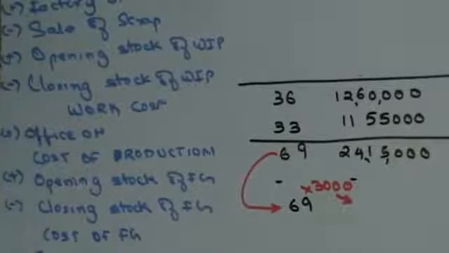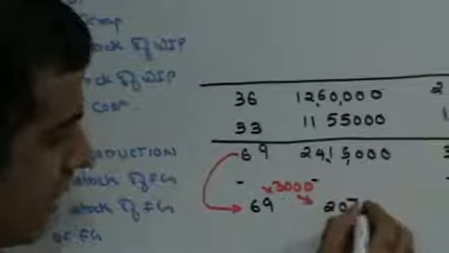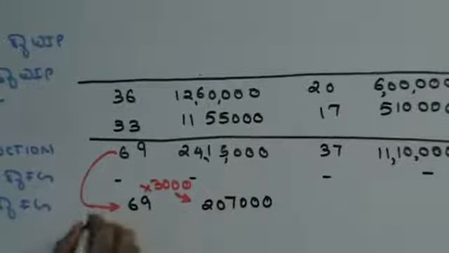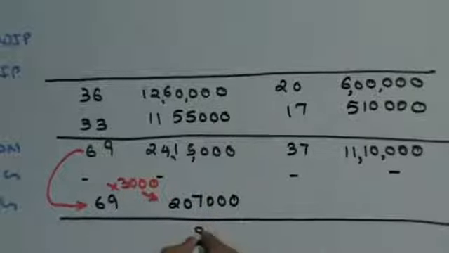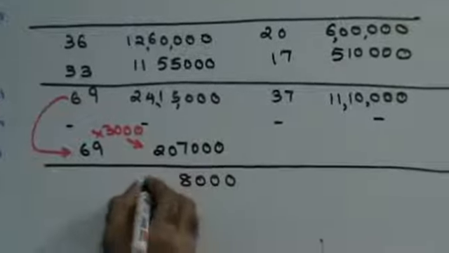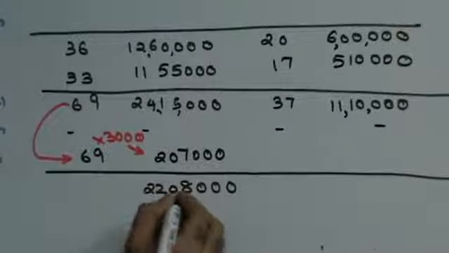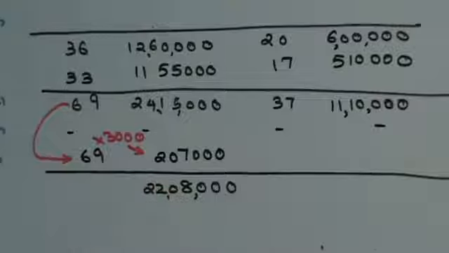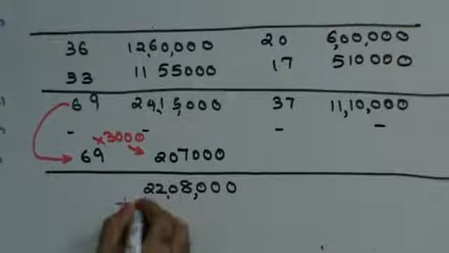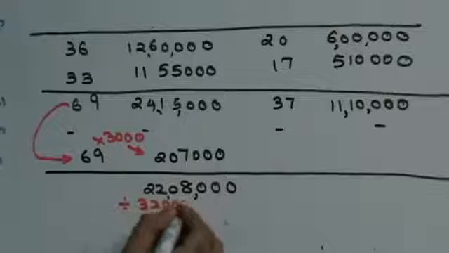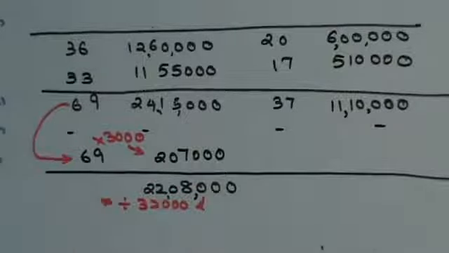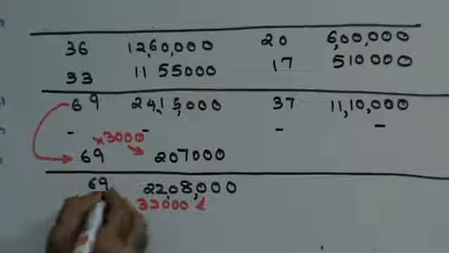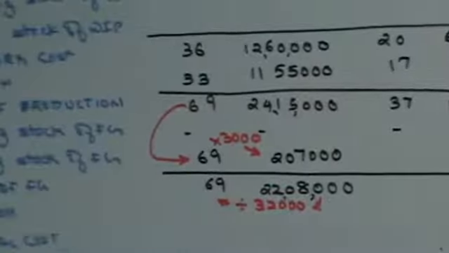Right? Multiply it by the number of units unsold. Someone please do this. 2,07,000. Right? Subtract this. Someone please subtract. 22,08,000. Okay. Divide this by the number of units sold. You have manufactured 35,000 units. You have sold only 32,000 units. So when you divide this, you will get this answer as 69. I'll show you this once again.